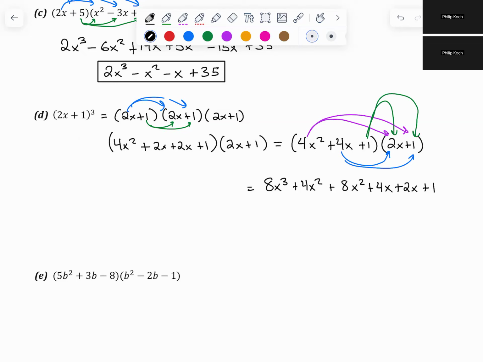Combining like terms here, there's a couple common factors: there's x squared like terms, there's x like terms, but there's no x cubed like terms, and there's no constant like terms. So combining it together, we get 8x cubed plus 12x squared plus 6x plus 1.